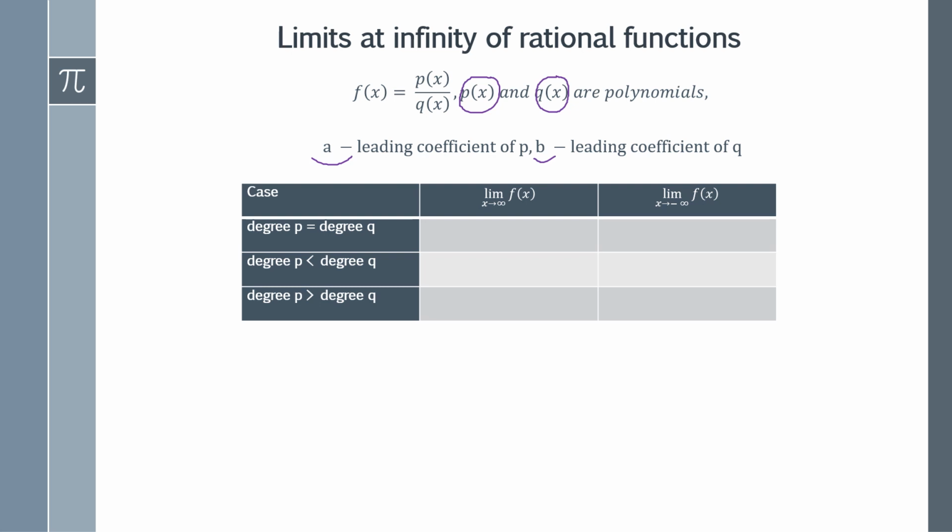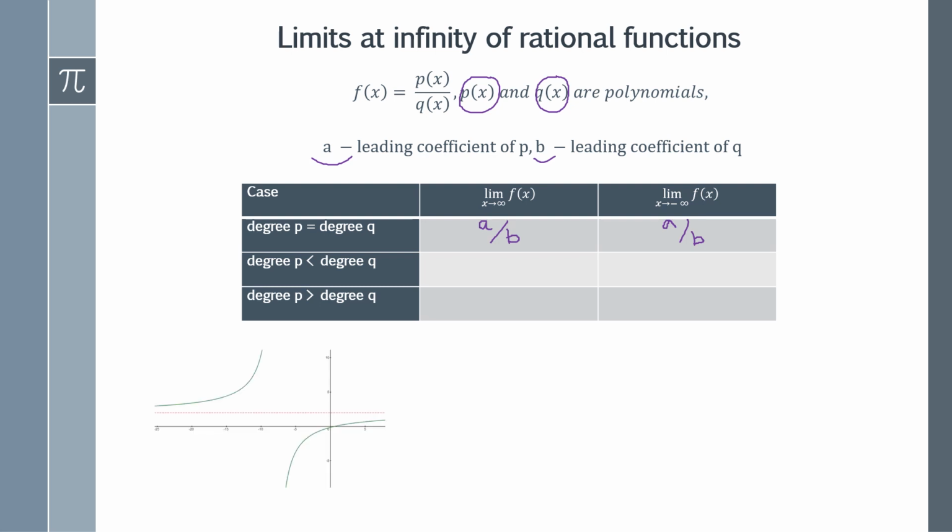The limit as x goes to infinity of that function, whenever the two degrees are the same, is going to be computed by a over b. And the same is going to be for the limit as x goes to negative infinity. For the time being, just remember this expression. Once we take a look at some examples, you will see why that is the case. So again, when we have two polynomials for our rational function and their degrees are the same, we just take the ratio of their leading coefficients, and that's going to be the limit.